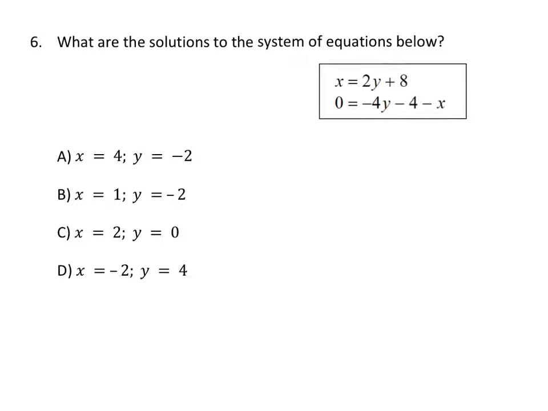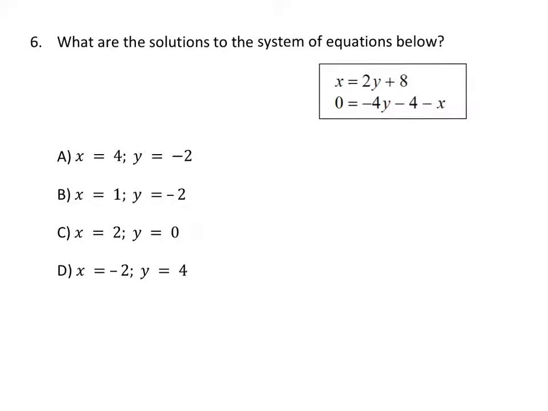All right, hello again. This is problem number 6 of the Unit 7 review. If you look at it, number 6, let's read it together. What are the solutions to the system of equations below?